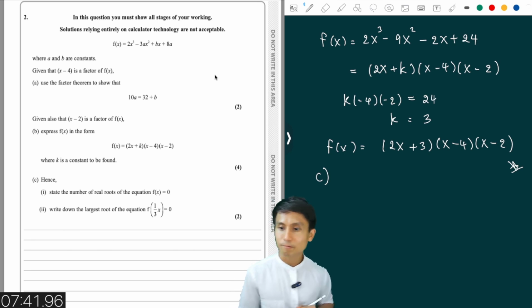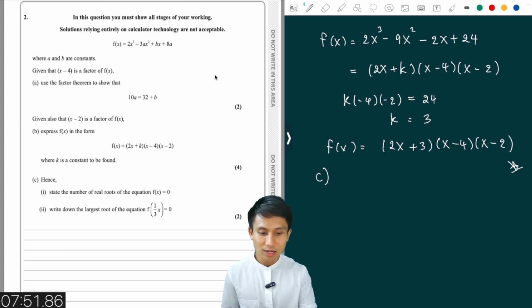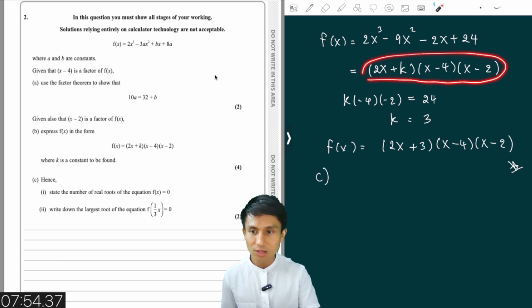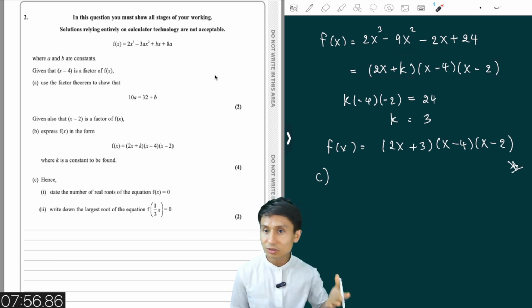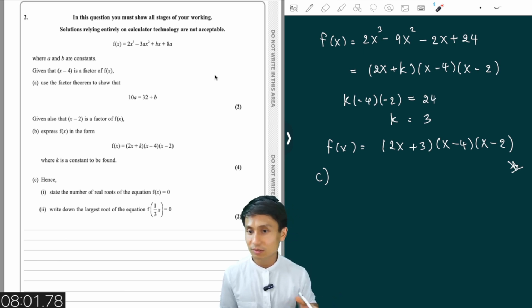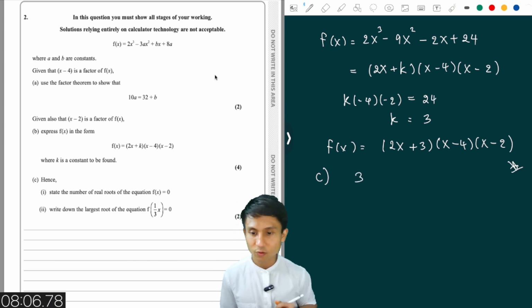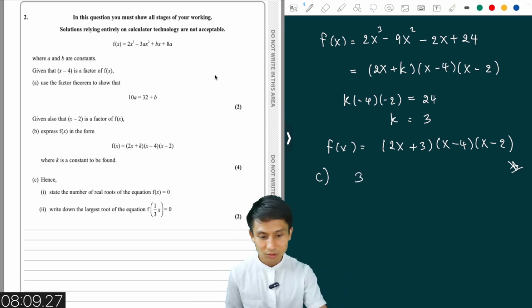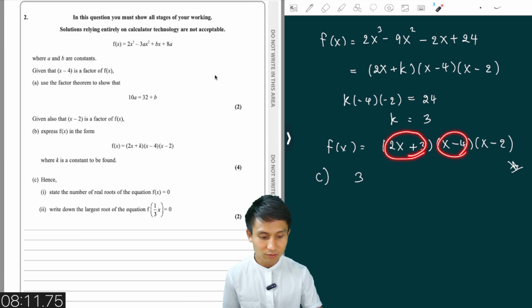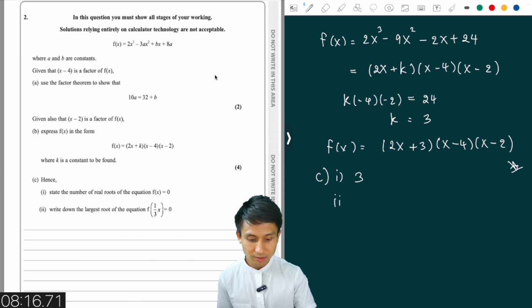Now part C. Hence state the number of real roots in the equation f(x) equals 0. Well guys, this is degree 3, and because we can already factorize this into 3 brackets, and there are no other limitations or conditions here about the roots of x, so the real roots here should just be 3, right? 3 real roots, because we get 3 brackets. So the answer to this is minus 3 over 2, this is 4, this is 2, okay? Alright, so that's part I, that's II then.